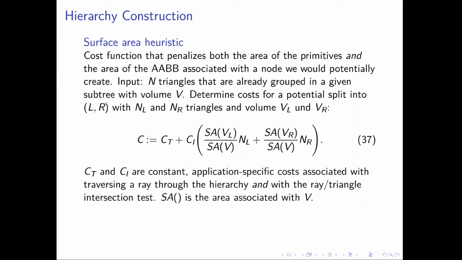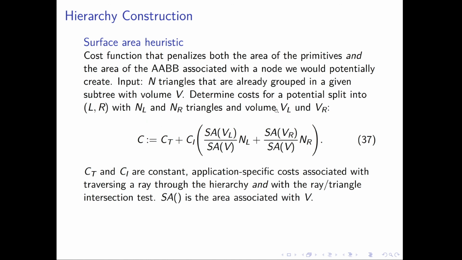As input to the surface area heuristic, we use the n triangles that are already in the current subtree, and we consider their extent, what I denote here as the volume V, which is basically the bounding volume. Then we determine the costs associated with a potential split into two nodes L and R. A potential split would distribute NL primitives, or triangles, to the left and NR to the right.